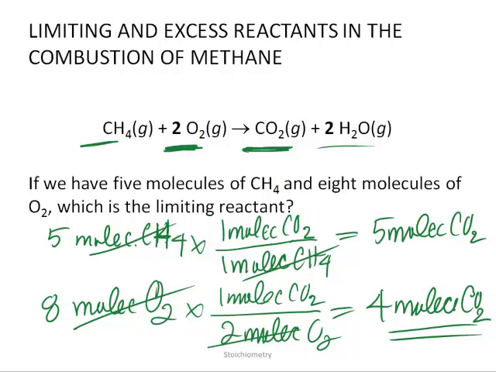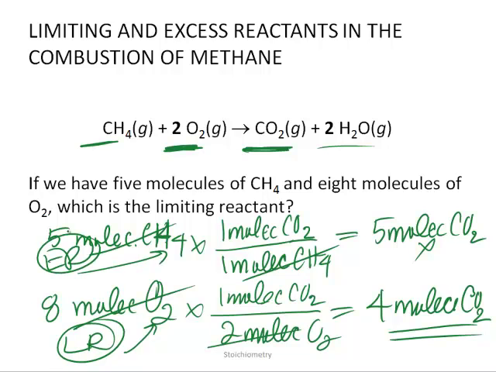So it turns out that after we make 4 molecules of CO2, we are going to run out of oxygen, so there's no way we can make 5 molecules of CO2. We just don't have enough oxygen. So oxygen is our limiting reagent, or limiting reactant. And of course that means methane is our excess reactant.